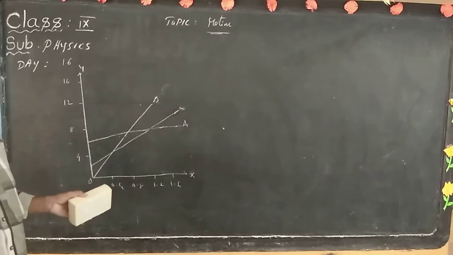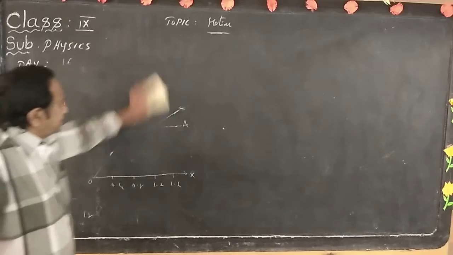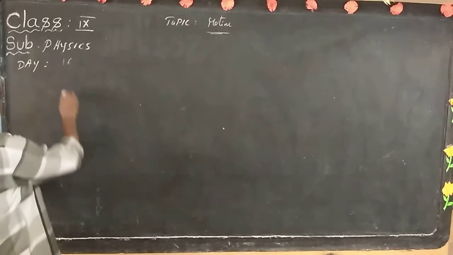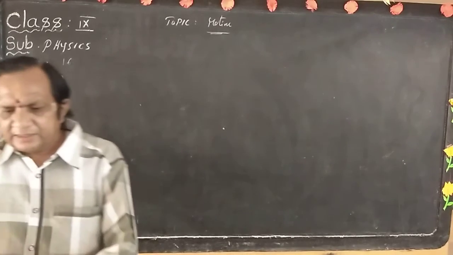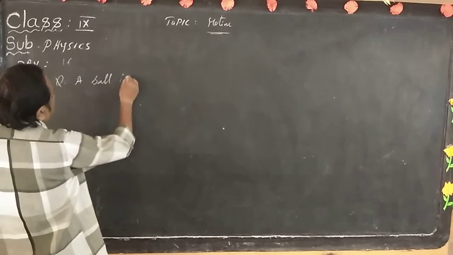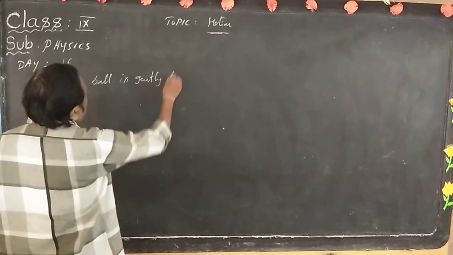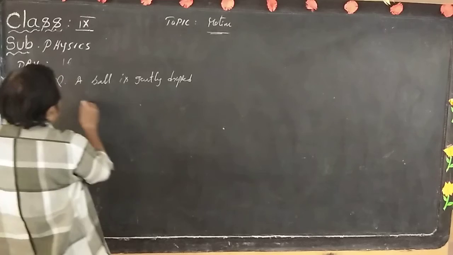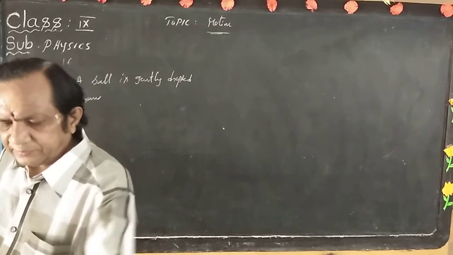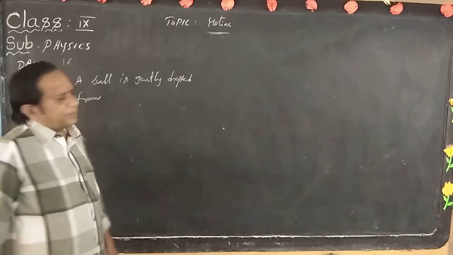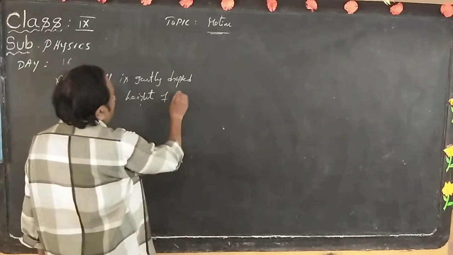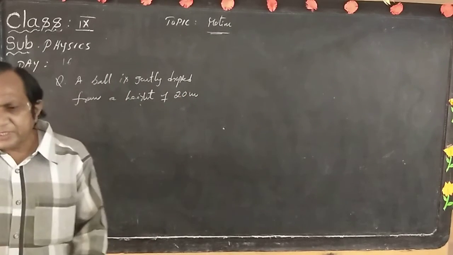A ball is gently dropped. So, another question to be considered. It is gently dropped from a height of 20 meters.